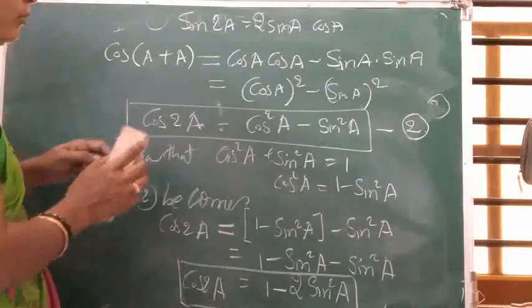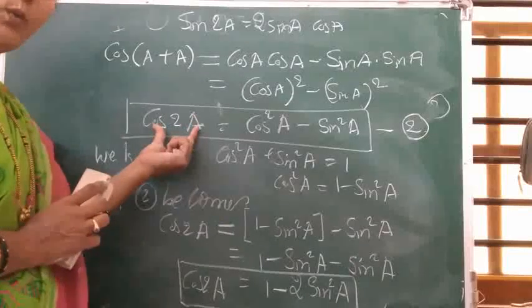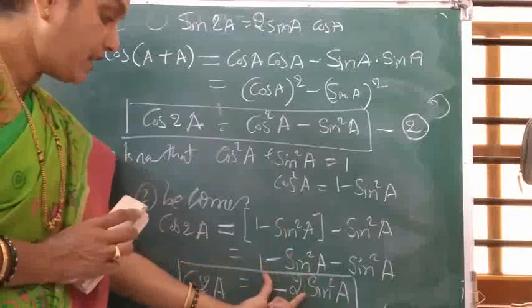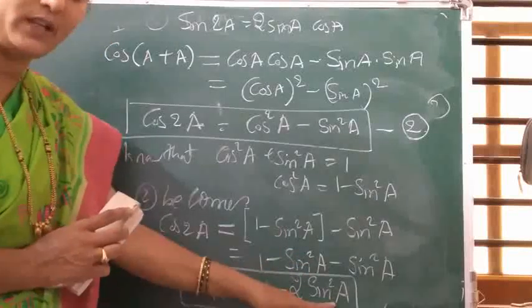Now here you may ask, you have proved one formula as cos 2a is cos square a minus sin square a, and another formula is 1 minus 2 sin square a.